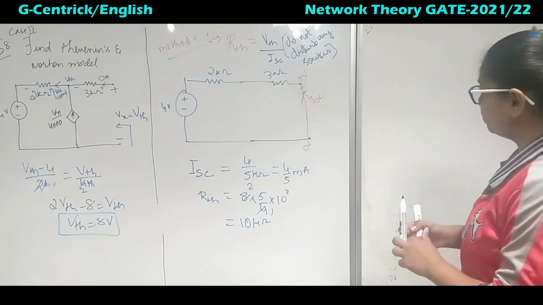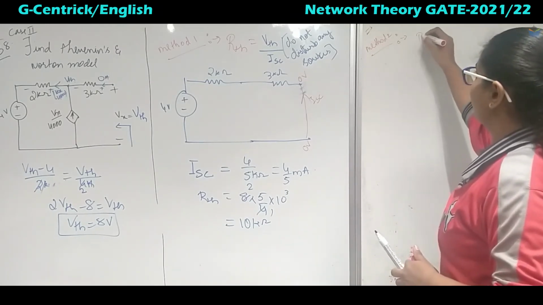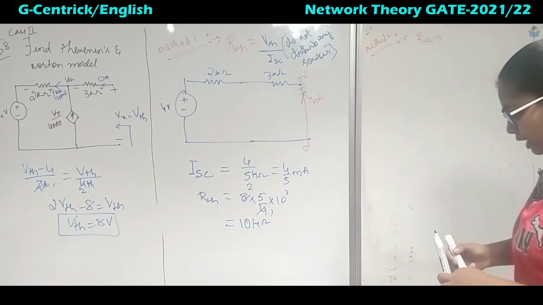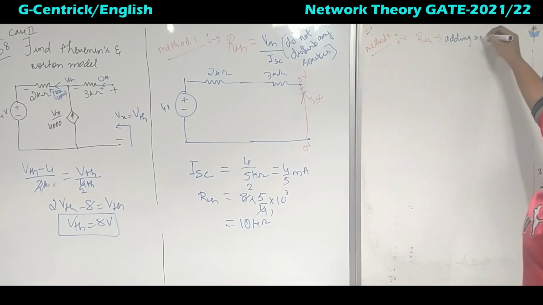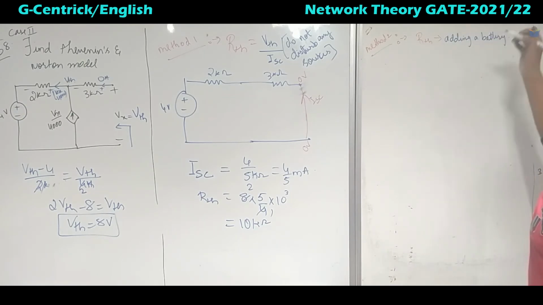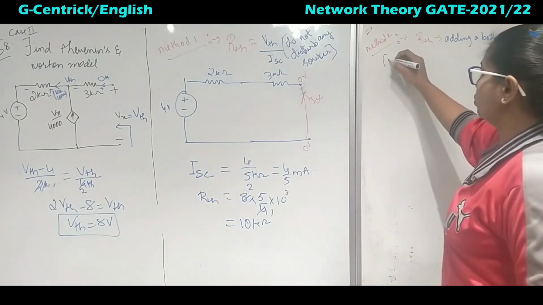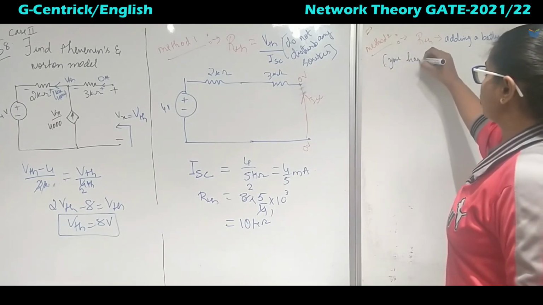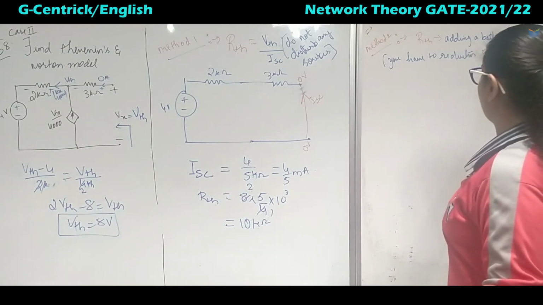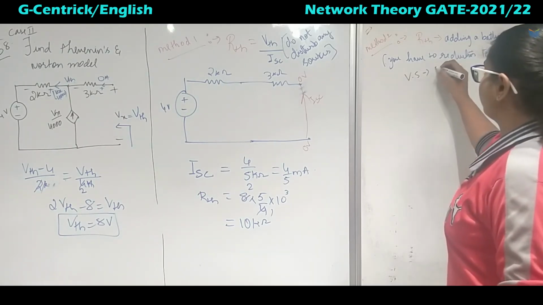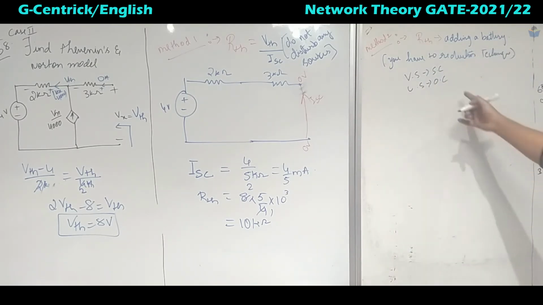Now coming to method 2. In method 2, you can find RTH by adding a battery to the terminals, and here you have to use the reduction technique. That is, you have to short circuit the voltage source, and make the current source open circuit. Okay, so this is method 2.